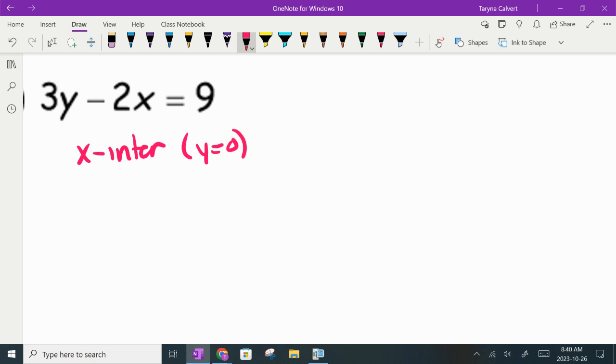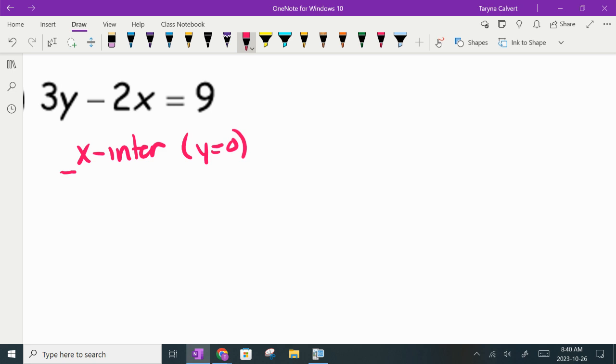If I want to do the y-intercept, guess what? If I want to do the y-intercept, I cover up the x one, right? The x term disappears because I'm substituting a 0 into it, and I'm solving for 3y equals 9. So I'll write it all down and show you guys.